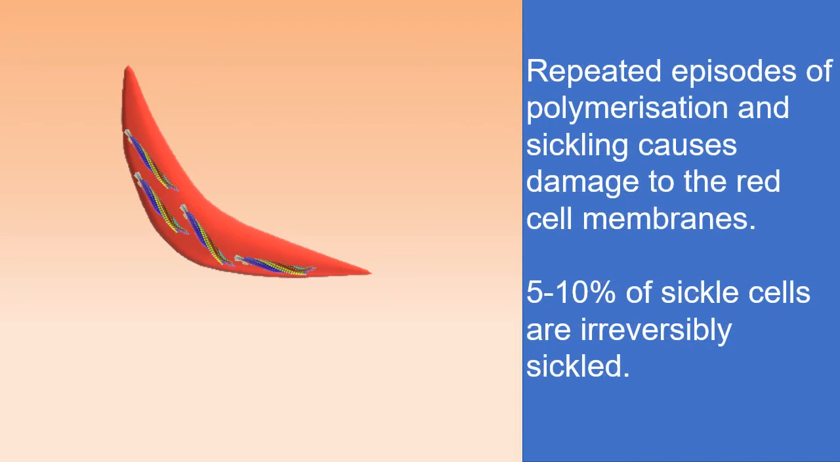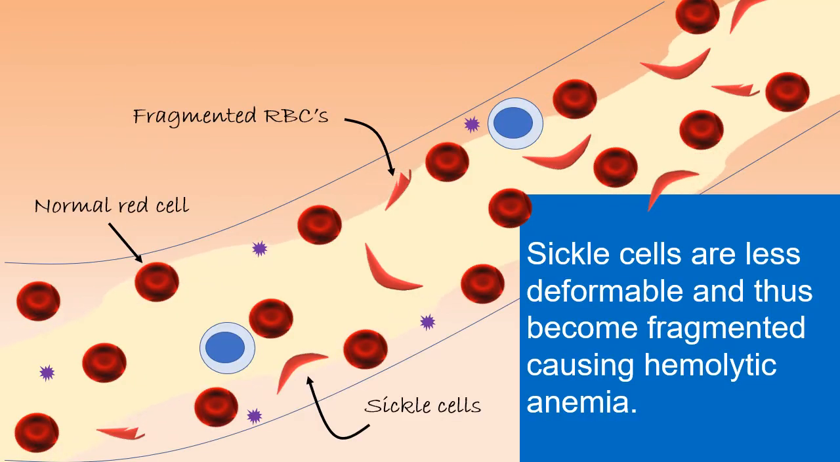Repeated episodes of polymerization and sickling causes damage to the red cell membranes. Thus, patients with sickle cell anemia or sickle cell disease have 5 to 10% of the red cells that become irreversibly damaged. The sickle red cells are less deformable compared to the discoid red blood cells, and thus, as they travel through the blood vessels, they eventually become fragmented, causing hemolytic anemia.